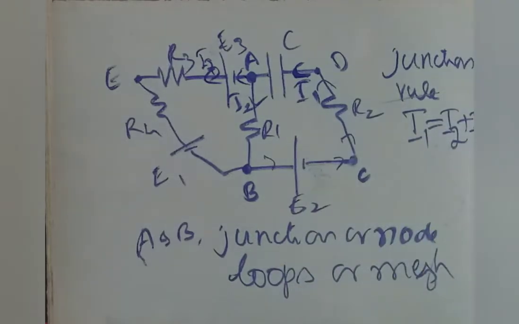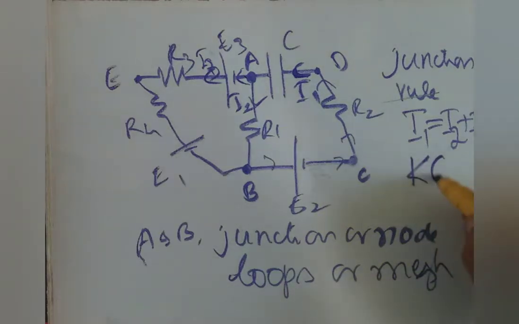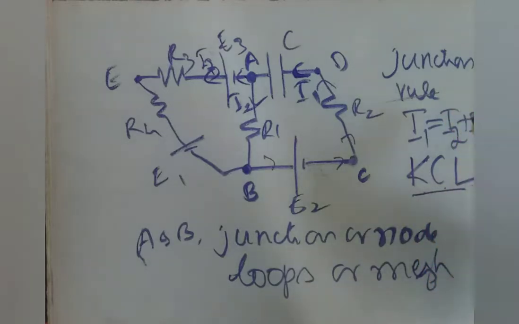So this is what we call the junction rule, or sometimes Kirchhoff's current law, KCL. K stands for Kirchhoff, C stands for current, L stands for law. KCL or junction rule, both indicate the same thing. Let us define it once again. KCL means Kirchhoff's current law. It states that the sum of all currents entering a node is equal to the sum of all currents leaving the node.